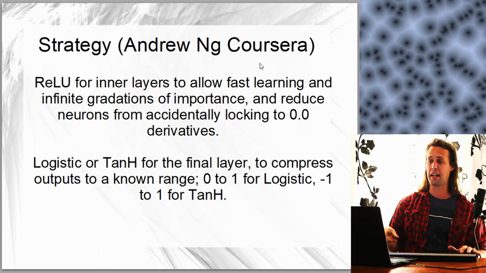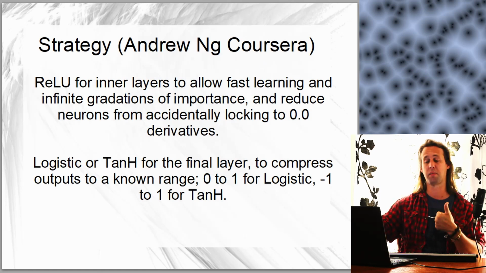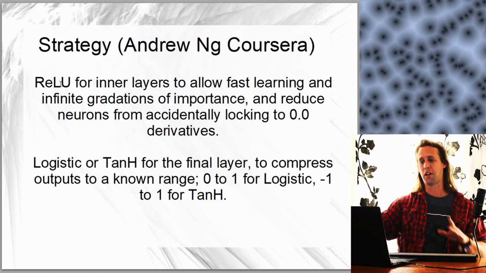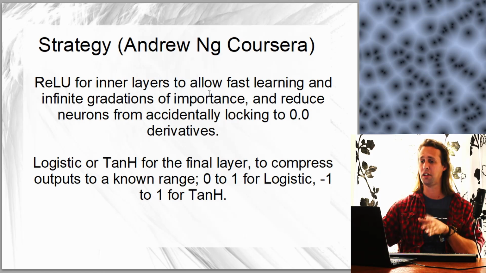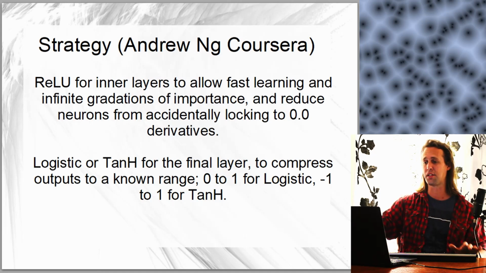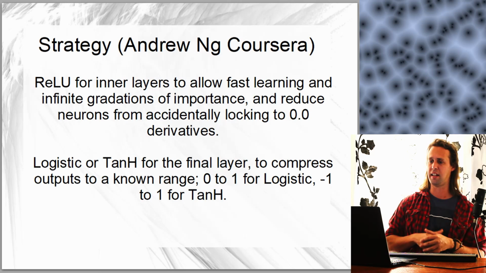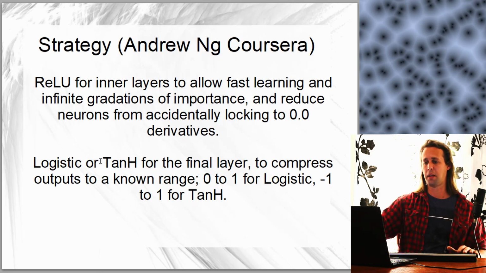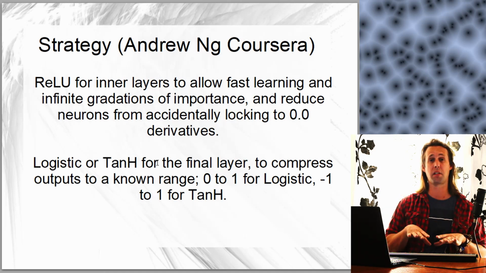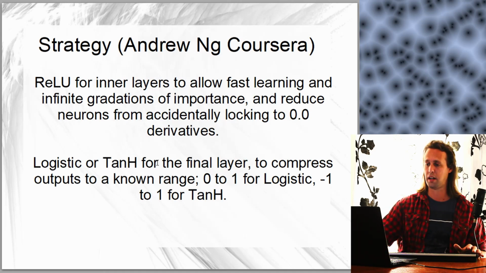A lot of the things that we're teaching here actually came from Andrew Ng's Coursera course. I'm not sponsored at all, but I did take that course and I found it absolutely excellent. The strategy he recommended was ReLU for the inner layers, which allows fast learning and infinite gradations of importance. It also reduces the ability for neurons to accidentally lock to particular values like the sigmoids did. But for the final layer, we use something like the logistic function or tanh, so that we can set our output to some range, say -1 to 1 or whatever.